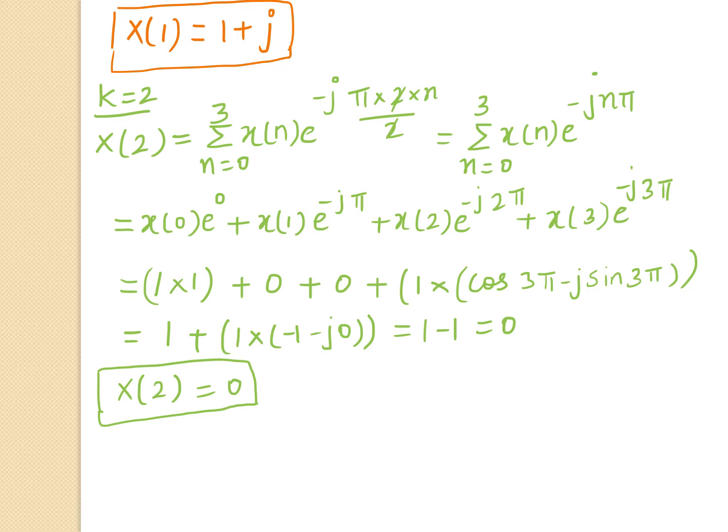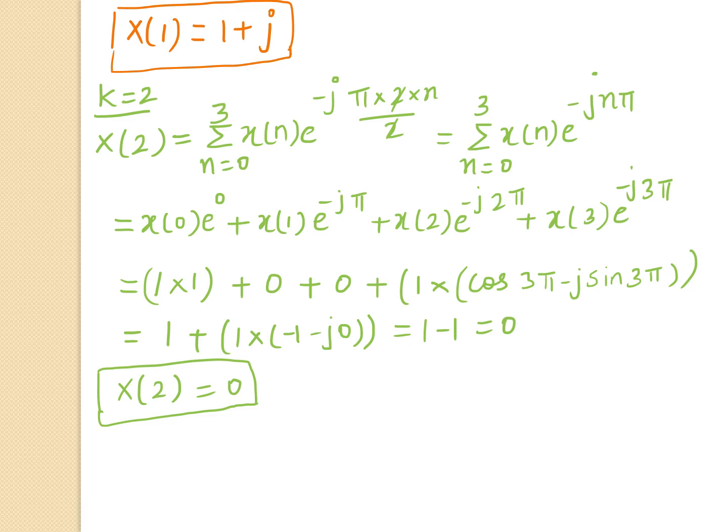So now expand this summation, so that we will be getting x of 0 into e power 0 plus x of 1 into e power minus j into 1 pi, that is pi, plus x of 2 into e power minus j into 2 into pi. So this becomes e power minus j 2 pi, plus x of 3 into e power minus j into 3 into pi. So we'll be getting e power minus j 3 pi.